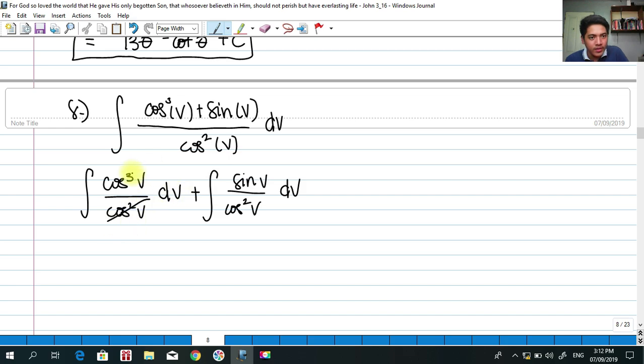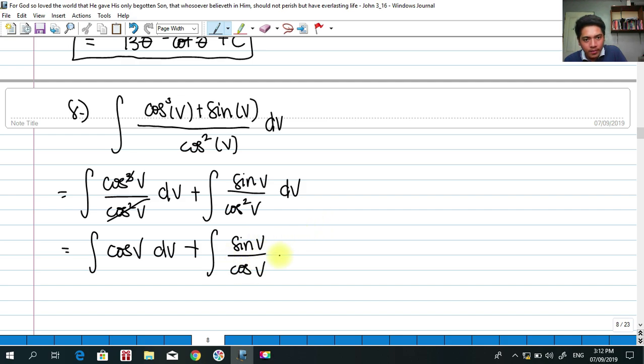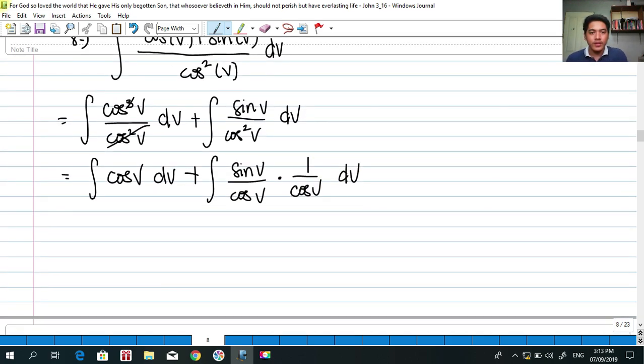So we know that the first one cancels, so that you are left with simply the integral of cosine of v dv, and you can easily integrate this. But the second one can be written as sine of v over cosine of v multiplied by 1 over cosine of v dv. Again, sine over cosine by trigonometric identities is equivalent to tangent of v. And 1 over cosine is also equivalent to secant of v dv. So we have reduced this into a readily integrable integral.